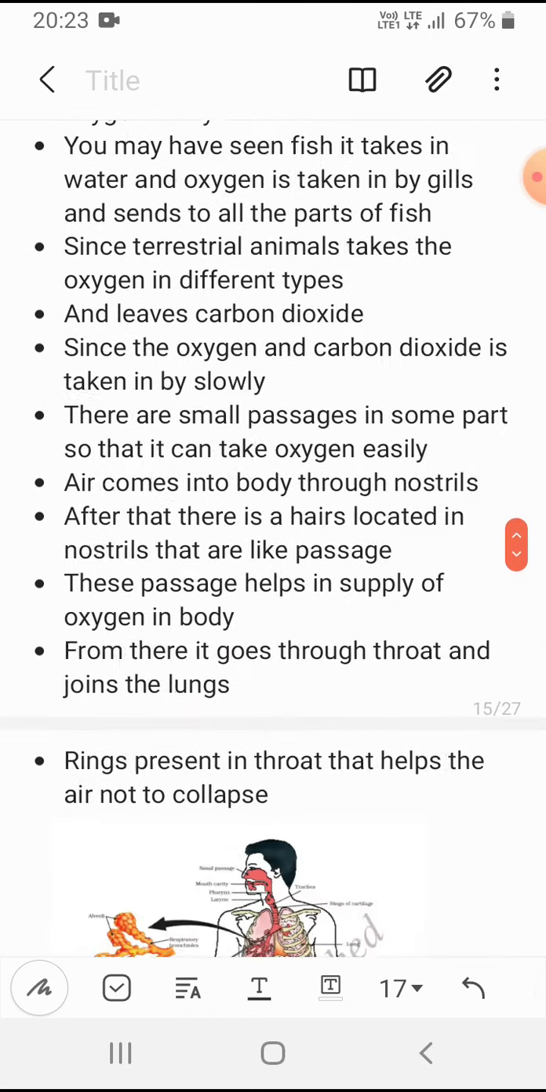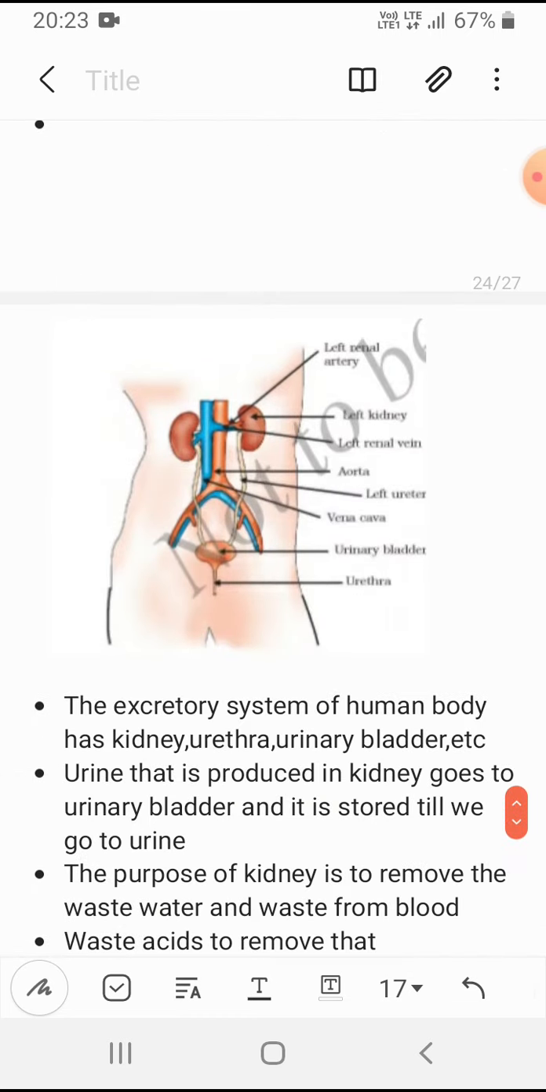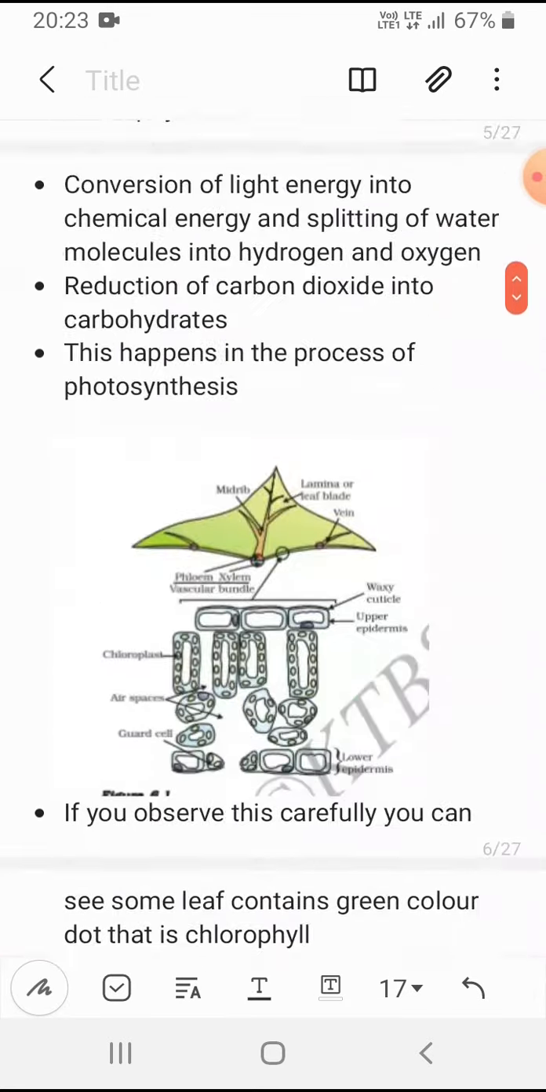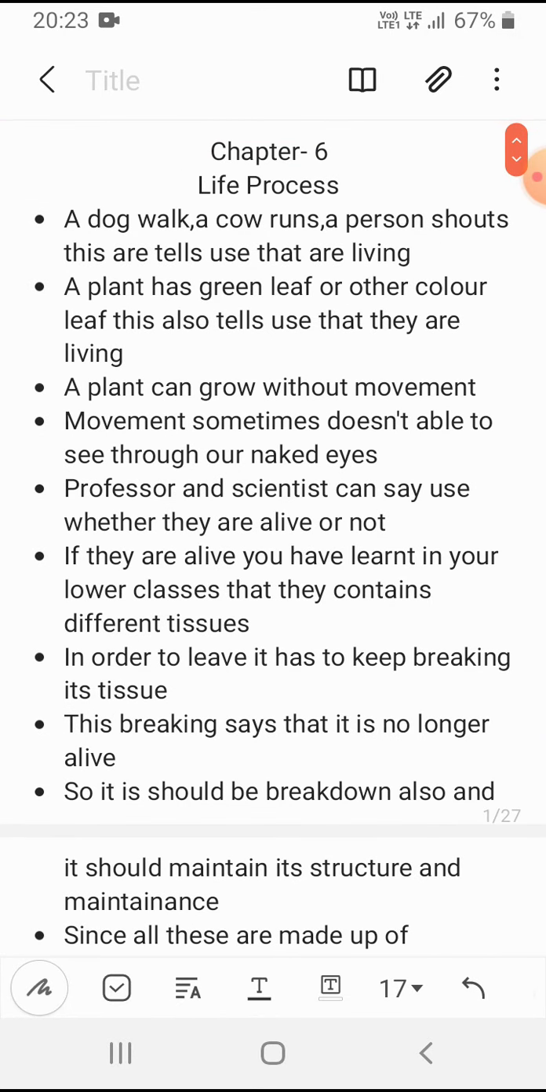And this diagram they will ask, and they will ask some questions from this chapter. So don't forget to read this chapter. This is a big chapter.